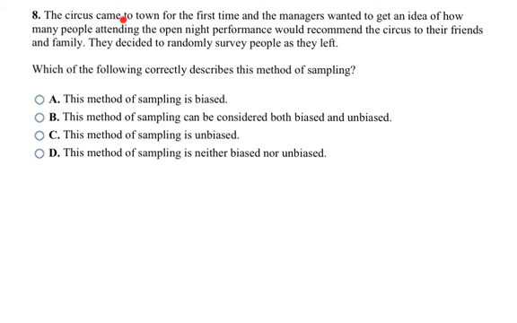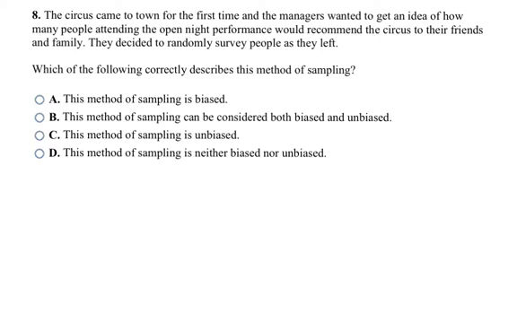This question says the circus came to town for the first time and the managers wanted to get an idea of how many people attending the opening night performance would recommend the circus to their friends and family. They decided to randomly survey people as they left. Which of the following correctly describes this method of sampling? So once again, they want to know, is this method of sampling biased, unbiased, both, or neither?